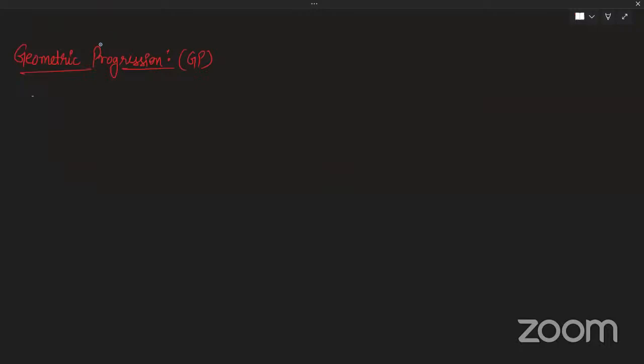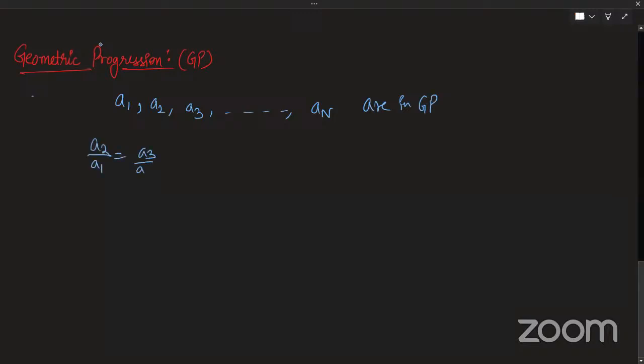So basically, if I have terms A1, A2, A3, so on till AN in GP, then A2 by A1 is equal to A3 by A2 is equal to A4 by A3 is equal to AN by A(N minus 1), which is equal to R. What is this R called? Common ratio, right? It is called the common ratio.